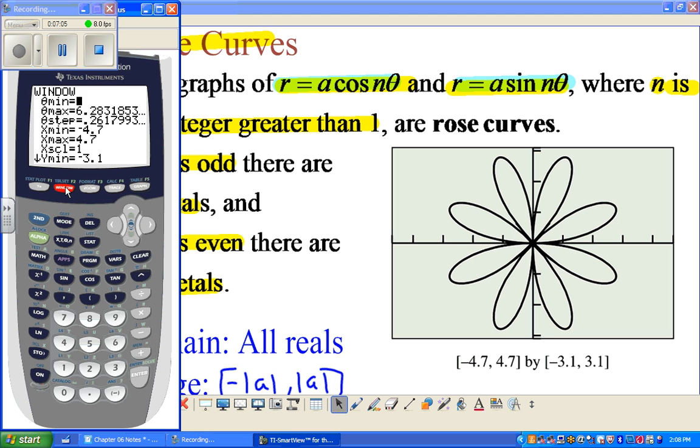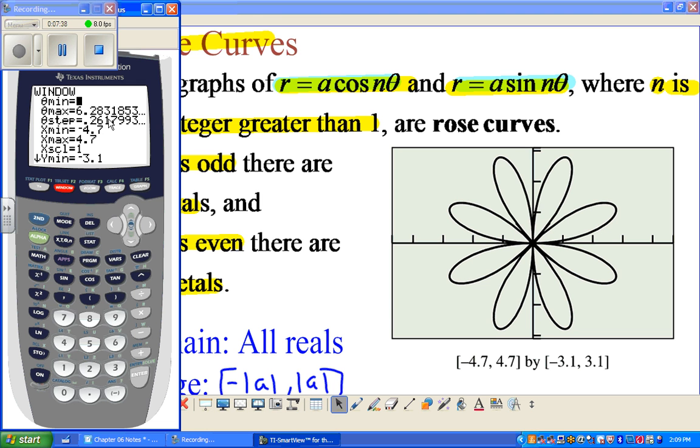For my window setting, I want it to go from 0 to 2 pi for my theta min and max. 0 to 2 pi, so it went around the circle once. I could go out farther if I wanted to; that's not an issue. My theta step, what I used was pi over 12. Now this would not be a good setting if you want it to look good on your calculator. That's too big of a step.